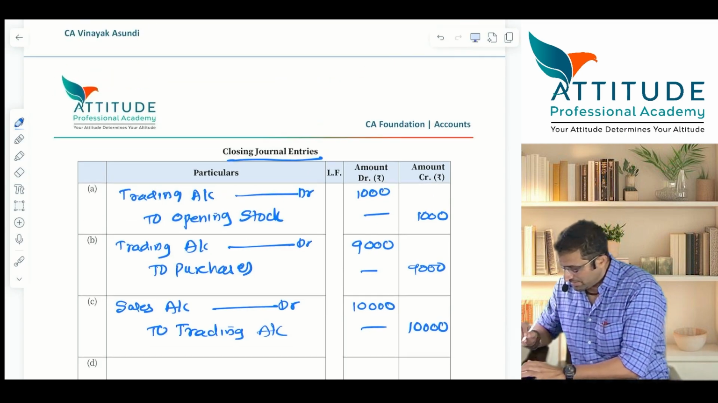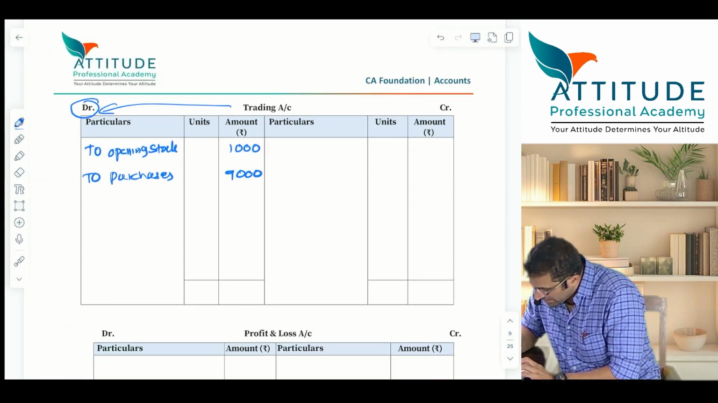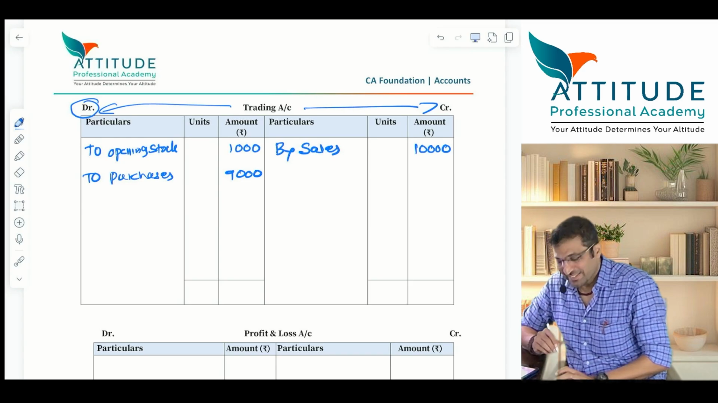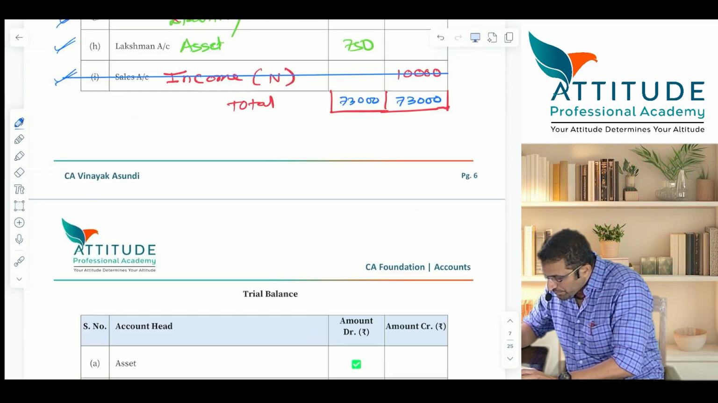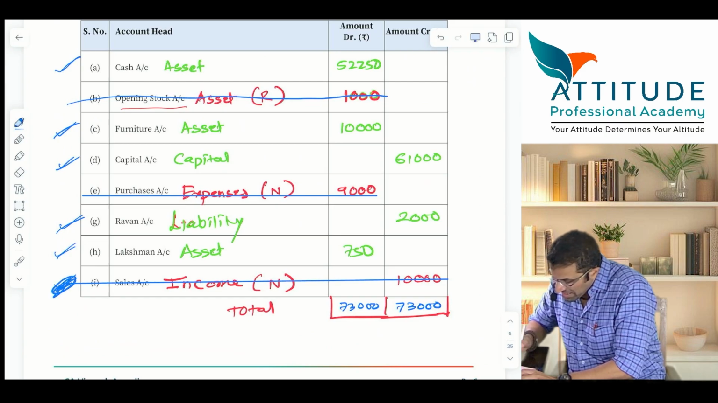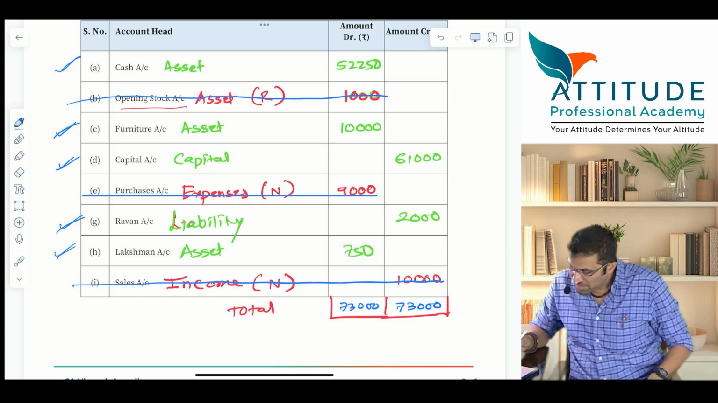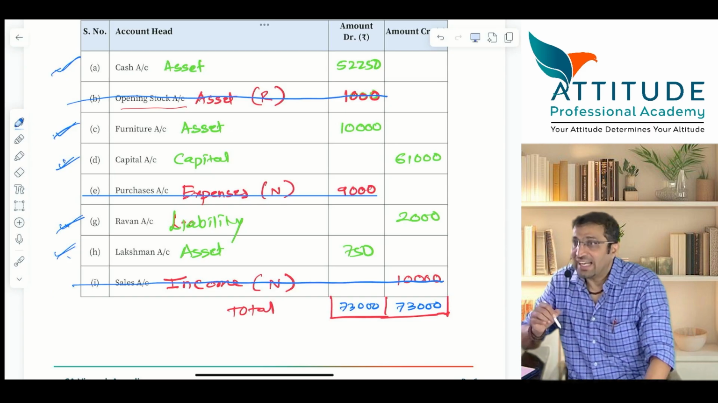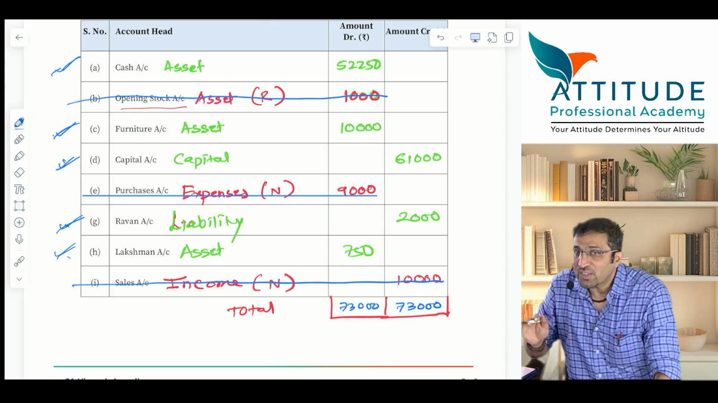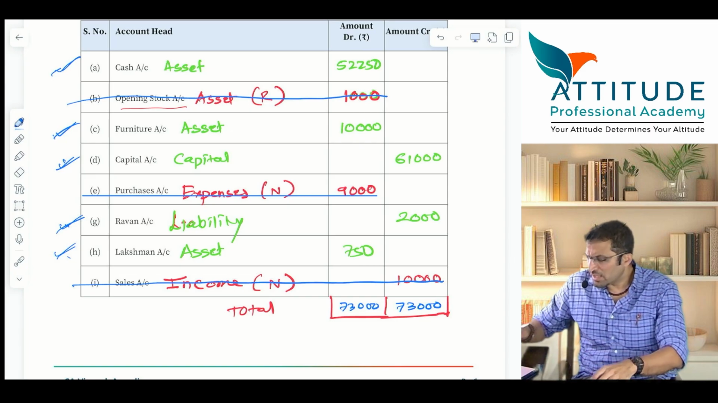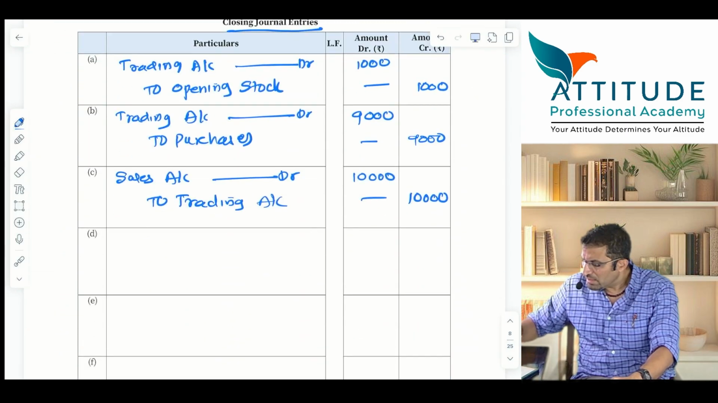How many accounts are left? Wait, we'll post it here. So trading account credit side by how much? Excellent. How many accounts are left? 1, 2, 3, 4, 5 and trading account is left. Is trading account closed? Yes, trading account is closed. How is it closed?